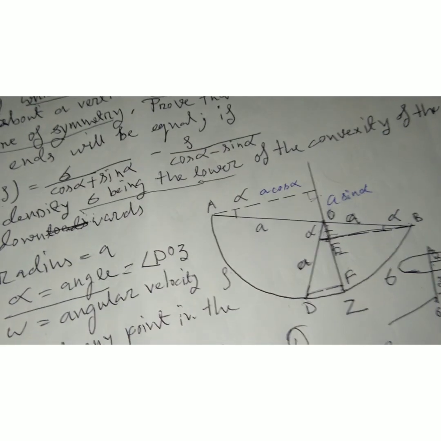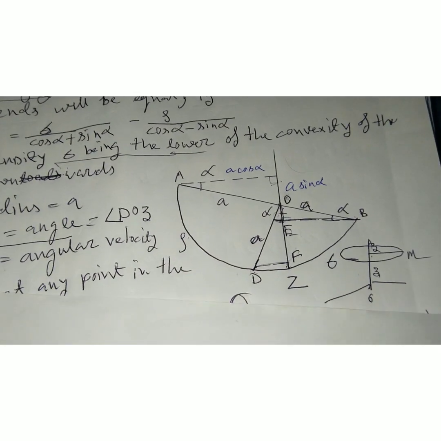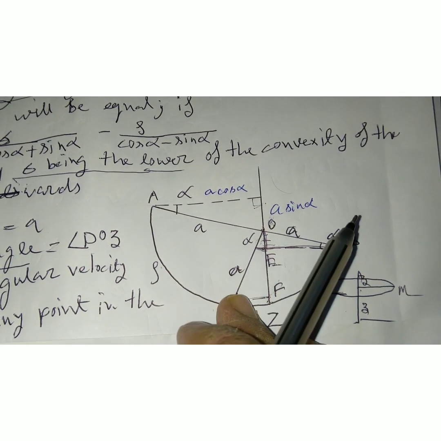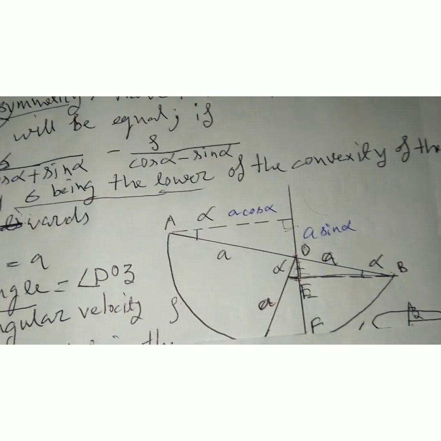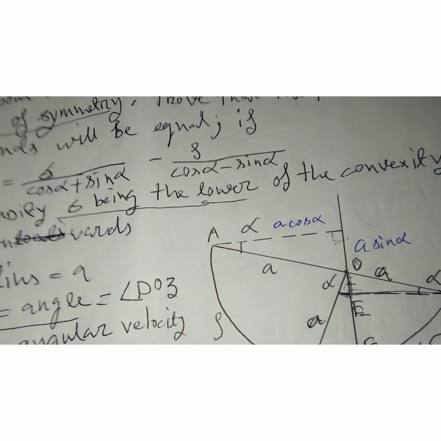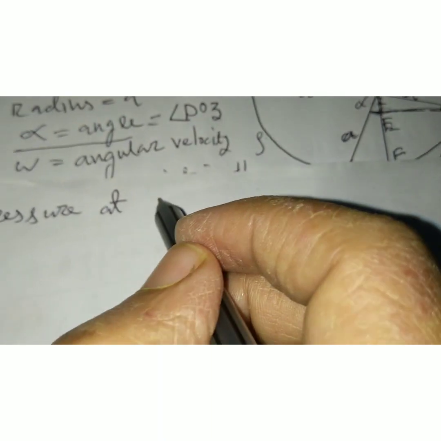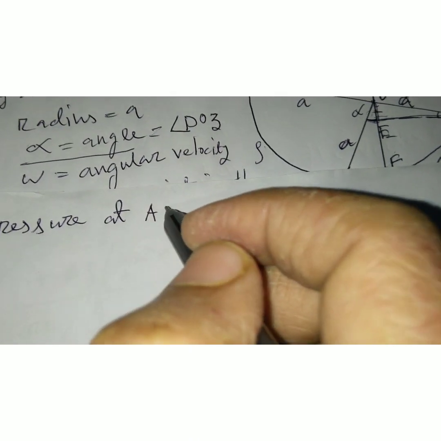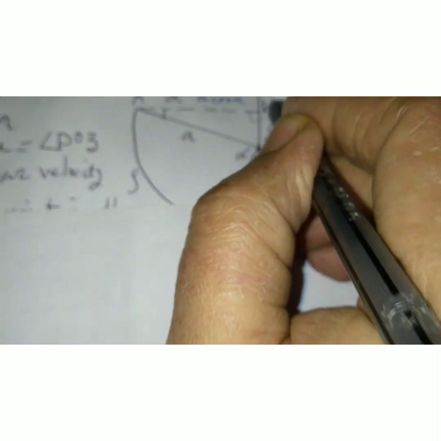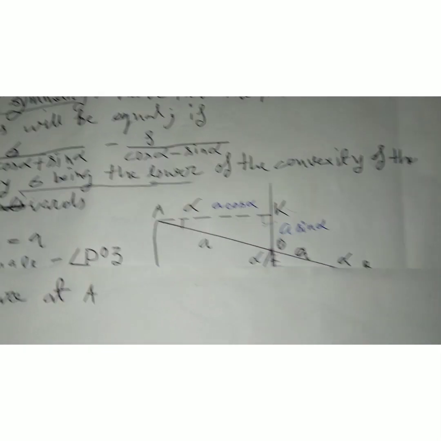Another page. Okay friends, please watch the diagram. Now I get everything, pressure at B and pressure at D. Now I will get pressure at A. Pressure at A, okay. This is the particular point. I will write it K.